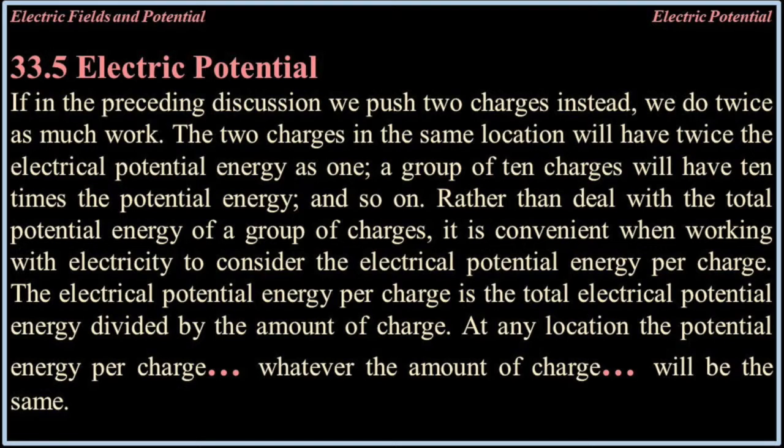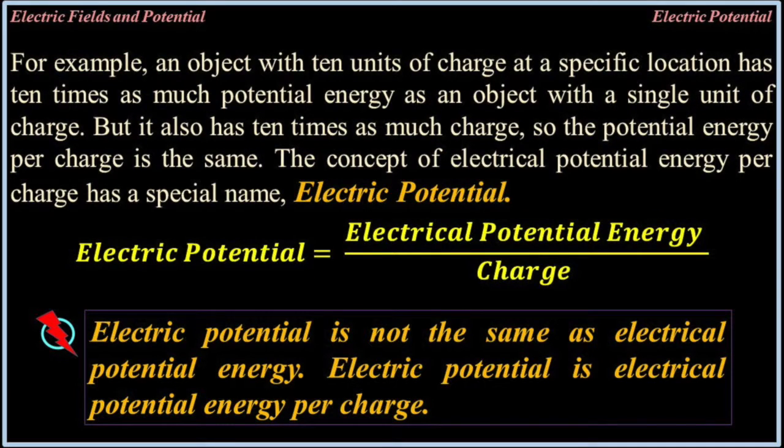The electrical potential energy per charge is the total electric potential energy divided by the amount of charge. At any location, the potential energy per charge, whatever the amount of charge, will be the same. For example, an object with 10 units of charge at a specific location has 10 times as much potential energy as an object with a single unit of charge, but it also has 10 times as much charge, so the potential energy per charge is the same.